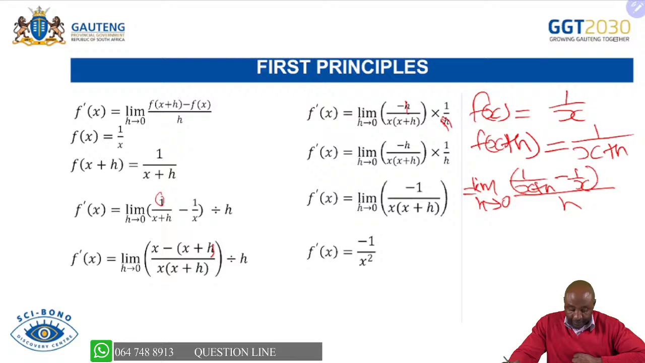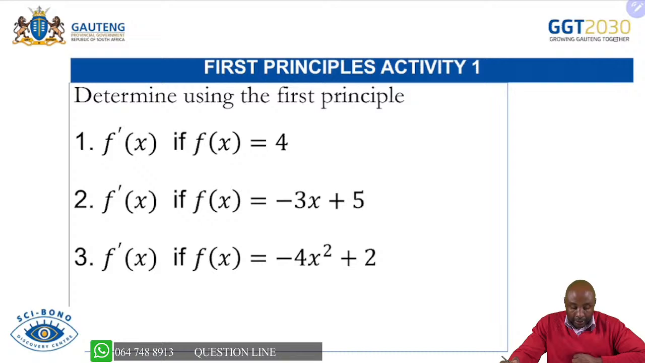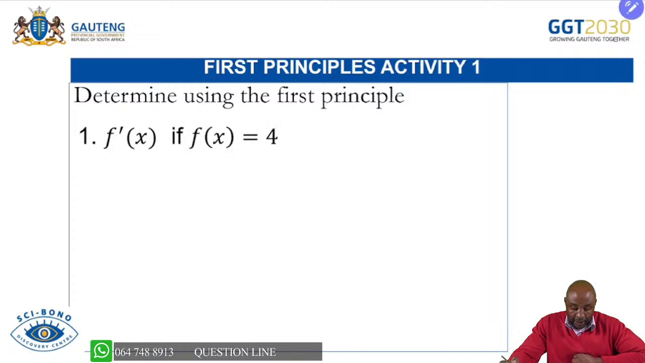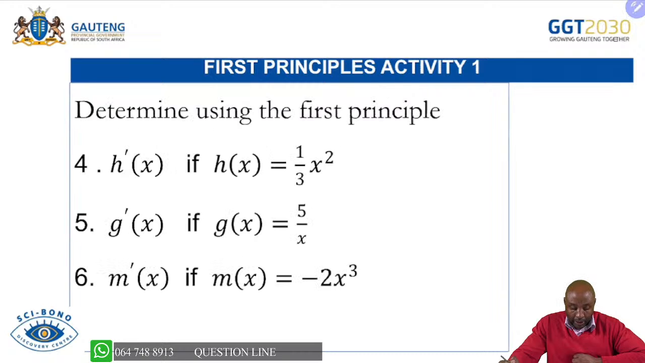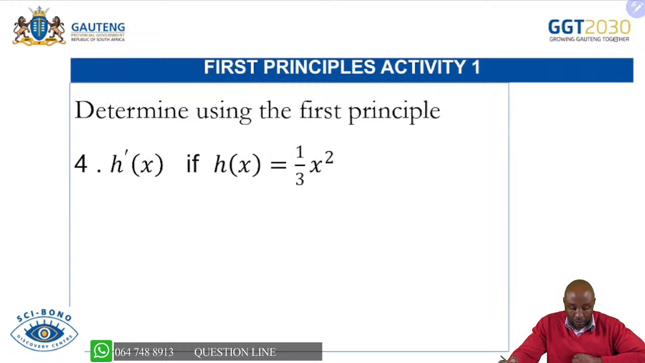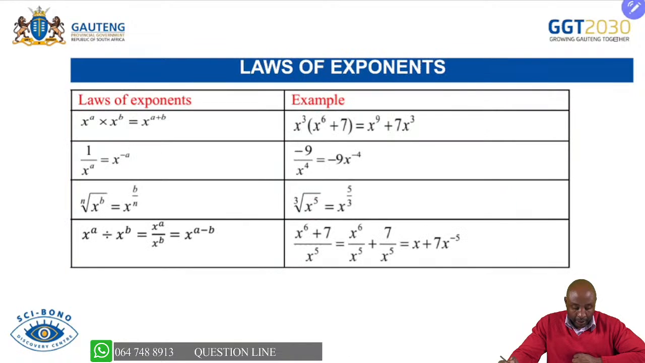Now, that's the first derivative of 1 over x. It will be given by negative 1 over x squared. I will give you a chance to do these ones later on. I quickly want us to move on to this part.